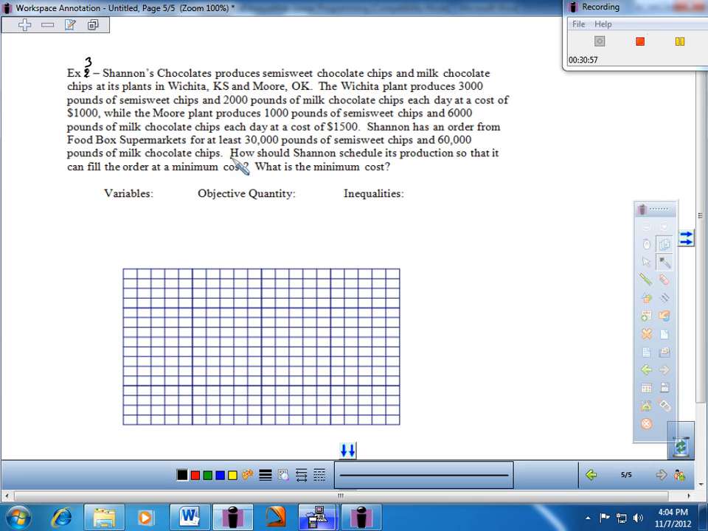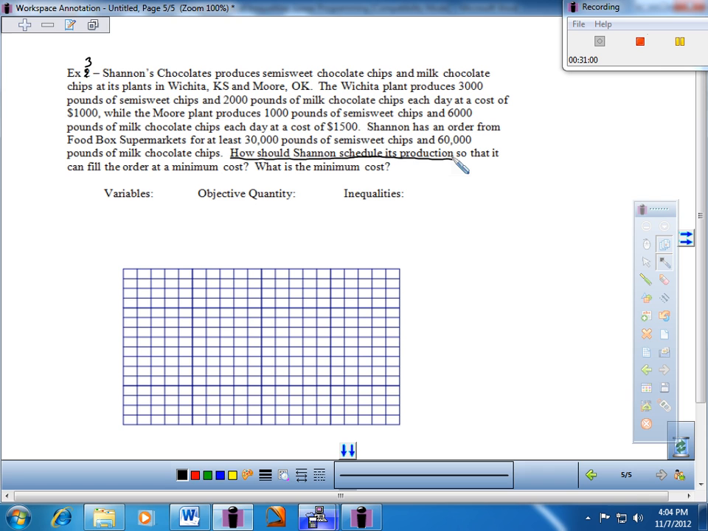So it looks like, just starting it out here, let's go to the question. She's going to have to schedule the production at the 2 different plants. So how many days of production at the Wichita plant? How many days of production at the Moore plant? I think that's what we're looking for. She's going to have to schedule her production at each of those because the cost is coming from those days. Okay, so let's get into it.